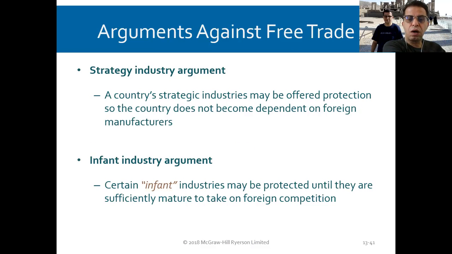So what's the argument against free trade? Why should we not have free trade? We spoke earlier, and you guys made a case about free trade and how the situation could have a negative side. But here's more about it. The strategic industry argument is that a country's strategic industry may be offered protection so the country does not become dependent on foreign manufacturing.